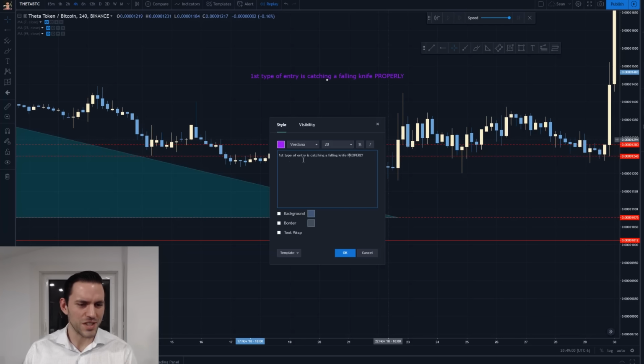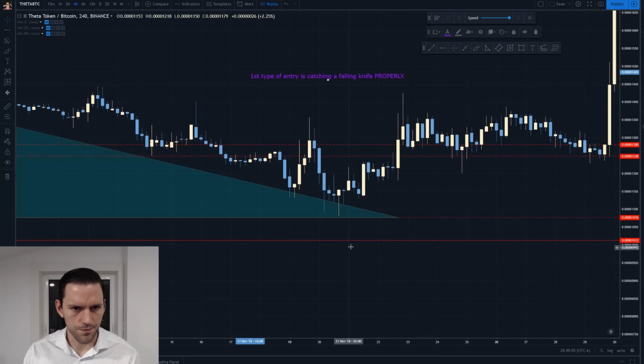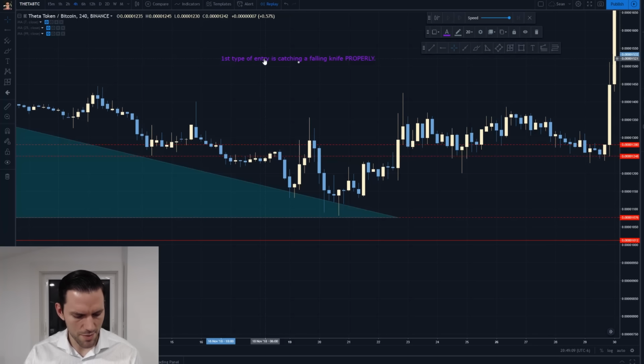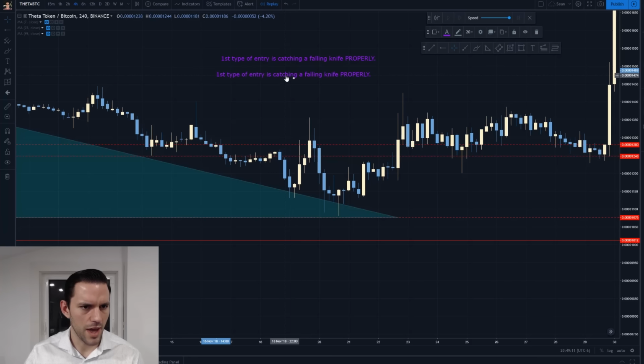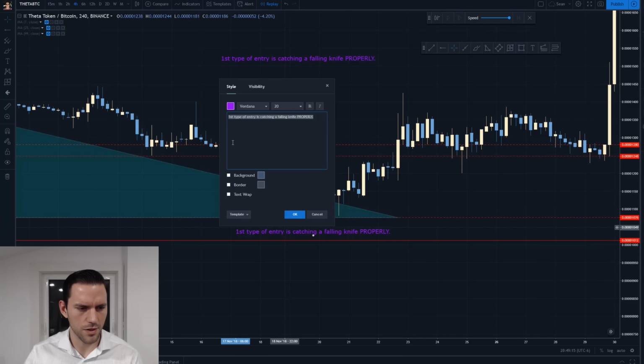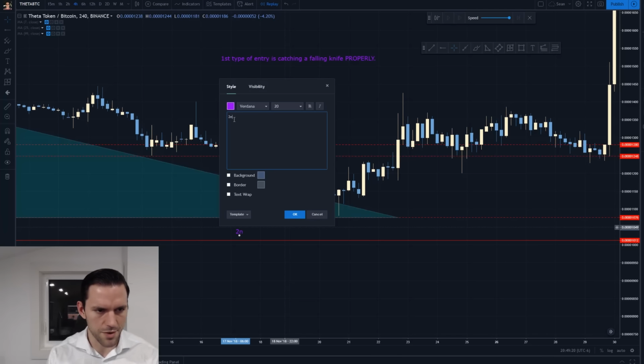Okay, first type of entry is catching a falling knife properly. That's the first type of entry that we just talked about. The second type of entry, okay? And we're going to put this down here, because I just want to have complete disassociation between the two, because they are two different methods.